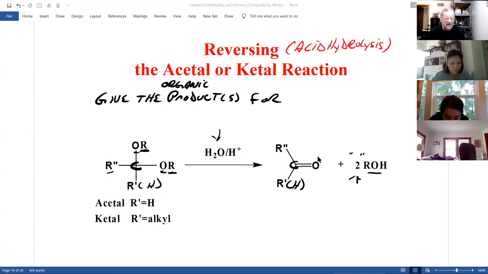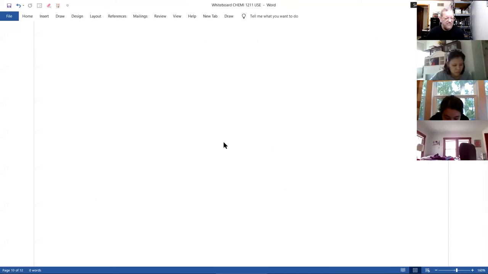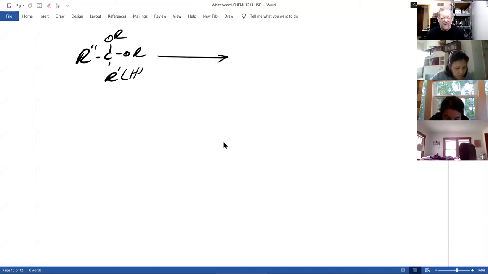All right, let's take a look at this reaction. First of all, the general reaction: an acetal or ketal reacting with water and acid. And this is how your stomach breaks down starches. This is the first step after you chew it, by the way.